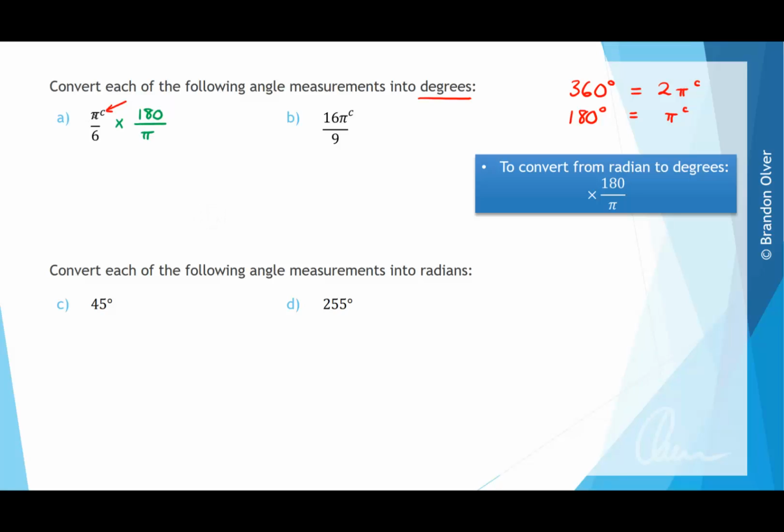And we can simplify by cancelling the pi in the denominator and the numerator. And this will equal then 180 divided by 6. And that is equal to 30 degrees.